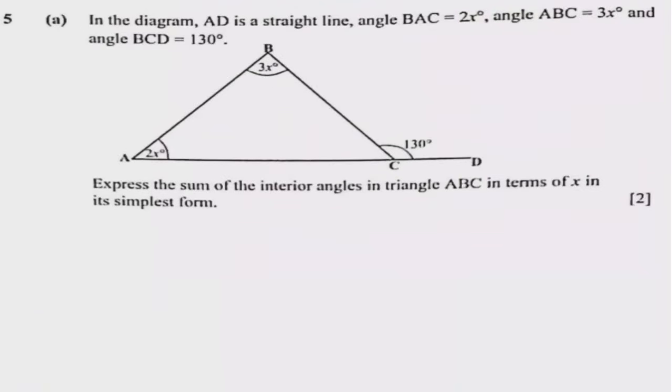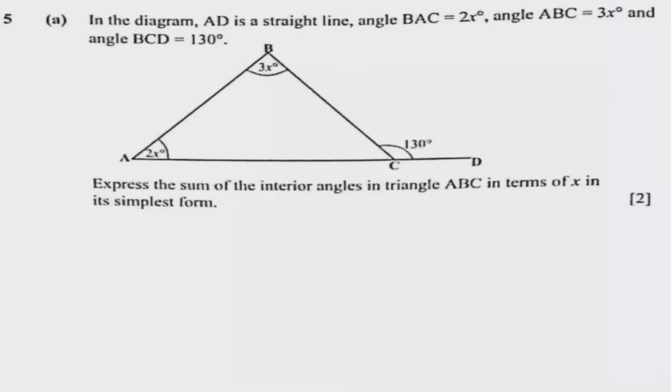Question 5 is as follows. In the diagram, AD is a straight line. Angle BAC is equal to 2x degrees. Angle ABC is equal to 3x degrees. And angle BCD is equal to 130 degrees.